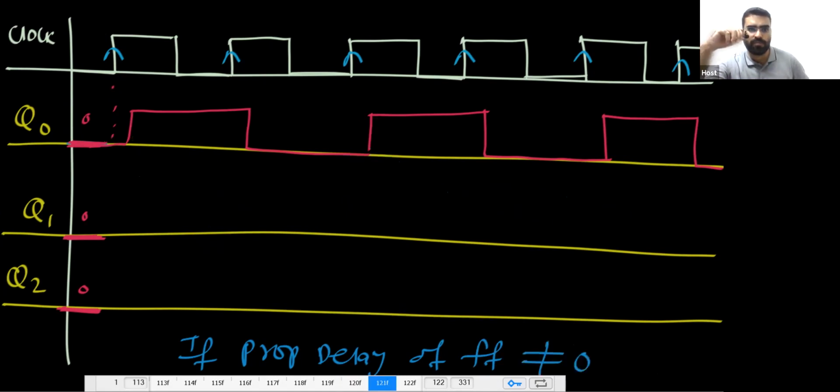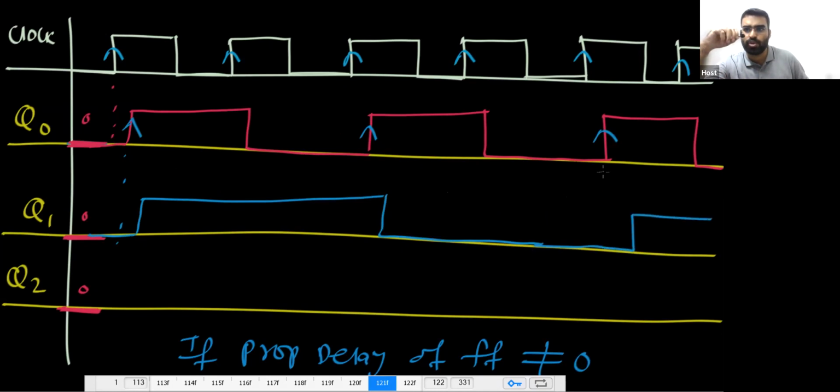Now let's make the waveform for Q1. What will Q1 do? Q1 will change on these edges, correct? But actually it will also take some time. It will change, but after some propagation delay. So it should actually change here, but after some propagation delay, it will change. Now you tell me one more thing.